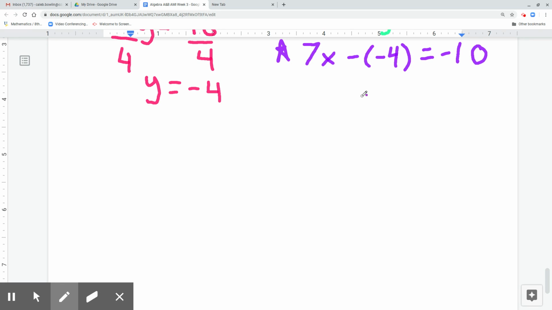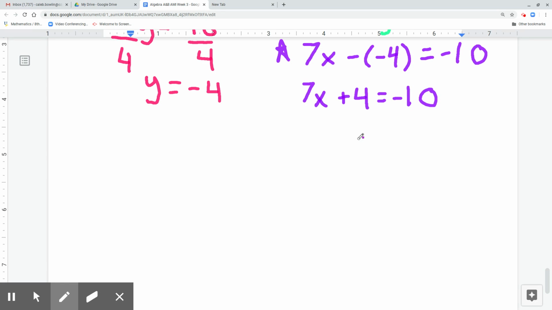So when I'm trying to solve this equation, the first thing I need to look for is whether there is any kind of distributive property, or any way I can simplify it to make it easier to work out before I start with inverse operations. And if you're paying close attention, you should notice that you can subtract negative 4, which will change to adding. So that is going to give me 7x plus 4 is equal to negative 10.